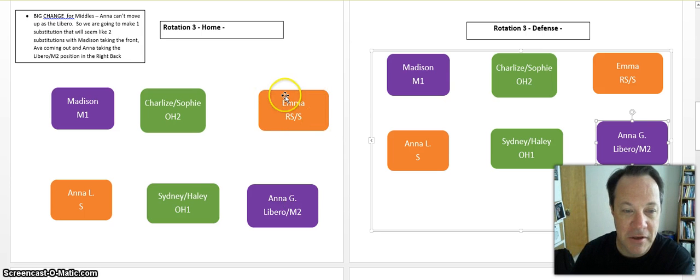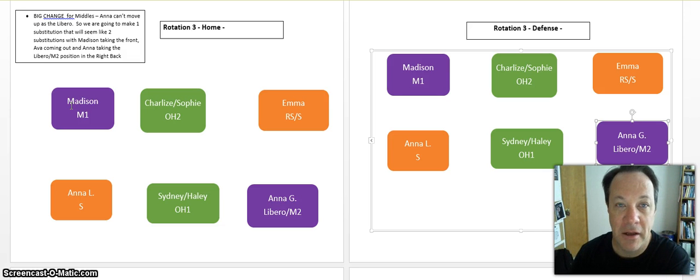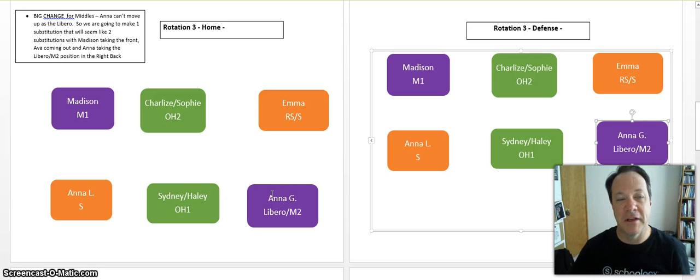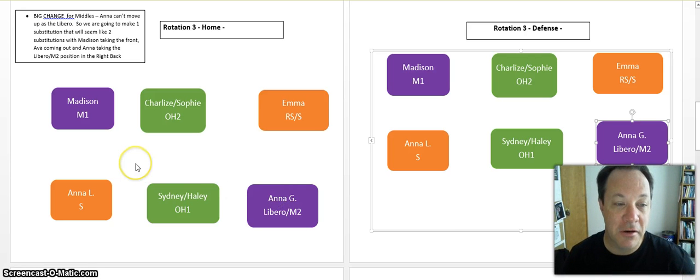So remember, Ava was in this front position, and the middle position was back in rotation two. But when we moved up, that meant that our libero would have to play in the front, and that's not allowed. So what we have to do is actually substitute, having Madison come in as a sub. She would play the front, and then that would allow us to put Anna in the back here as our libero and allow her to serve if needed. So that's what we're going to do. That's our important substitution here that I wanted to point out to you.